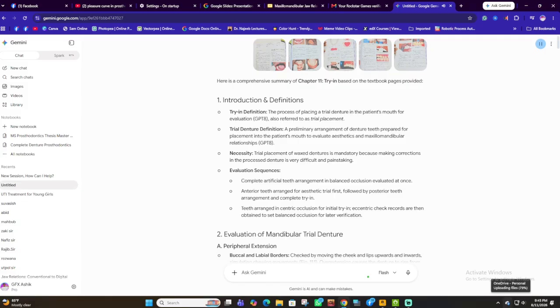2. Evaluation of mandibular trial denture. A. Peripheral extension. Buccal and labial borders are checked by moving the cheek and lips upwards and inwards, simulating chewing movements, Fig. 11.1. Overextension causes the denture to rise from the ridge and must be trimmed. Lingual extension is evaluated by having the patient protrude the tongue to moisten the lips, checking the lingual pouch, Fig. 11.2, and placing the tip of the tongue at the back of the palate to test the lingual frenum, Fig. 11.3. The denture should not lift during these movements.